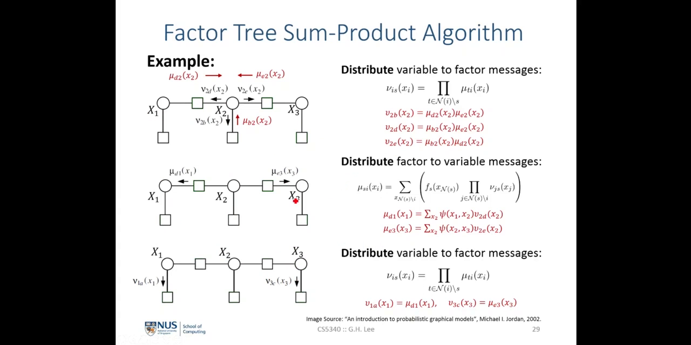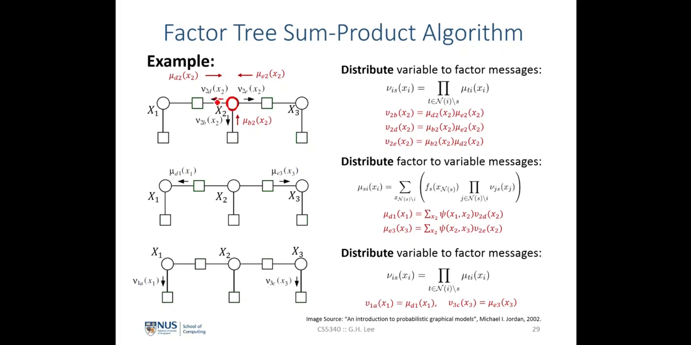And once we have all the messages into the root node x2, we'll start the downward passing, or the distribution of the messages down from the root node to all the leaf nodes. So here we can see that the first three messages that we need to pass would be from the random variable to a factor node, which we define as v of 2d, v of 2b, as well as v of 2e.